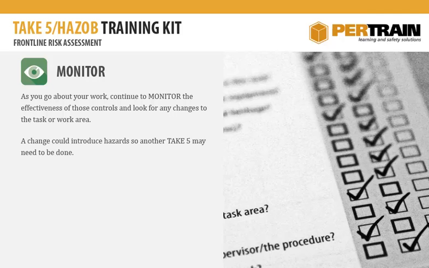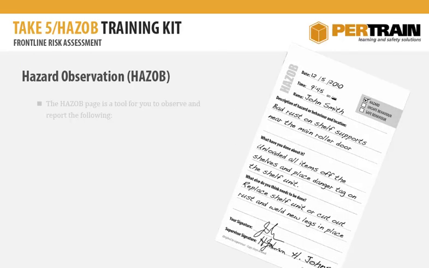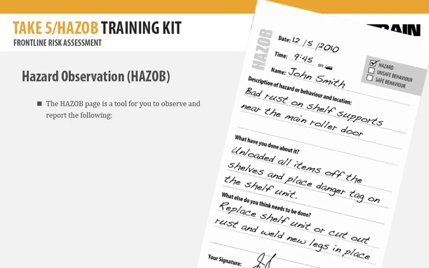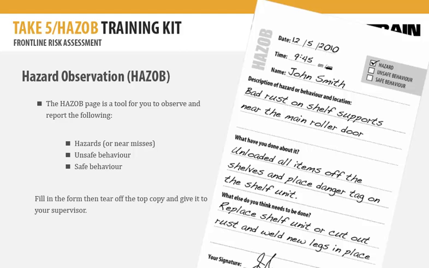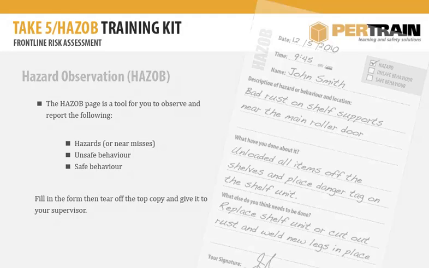A change could introduce hazards, so another Take 5 may need to be done. E.g., the HazOb page is a tool for you to observe and report the following: hazards or near misses, unsafe behaviour, safe behaviour. Fill in the form, then tear off a top copy and give it to your supervisor.